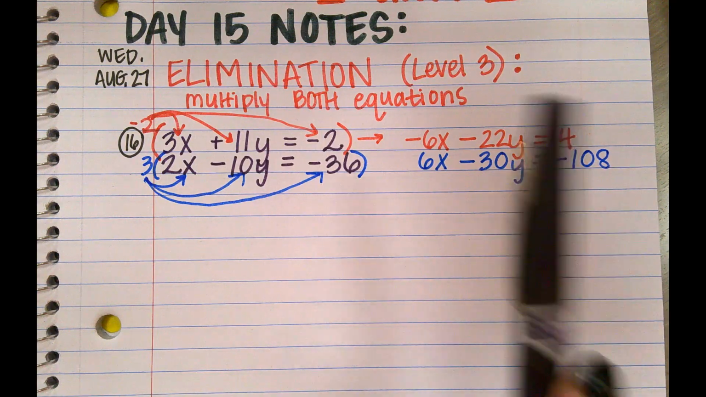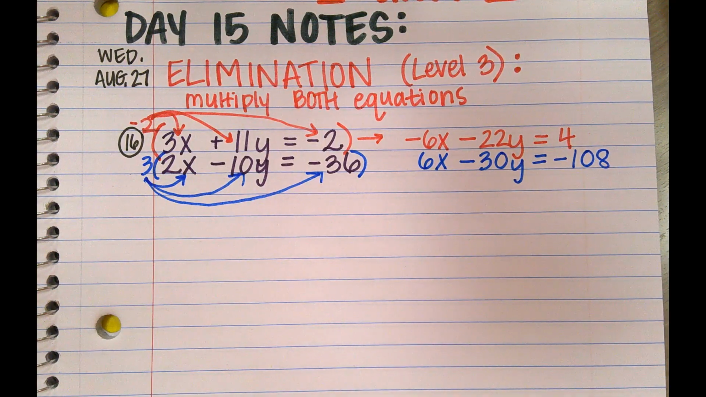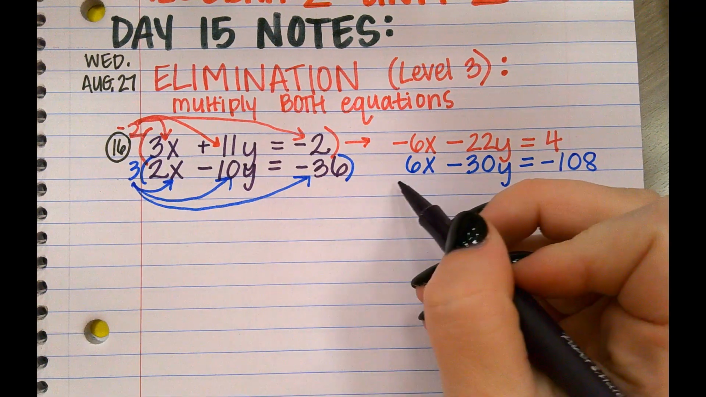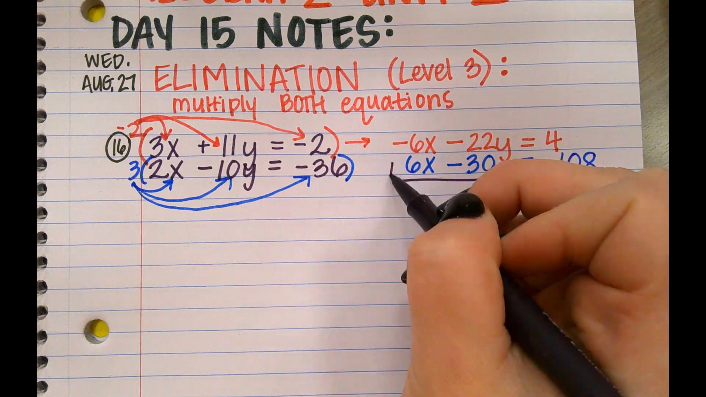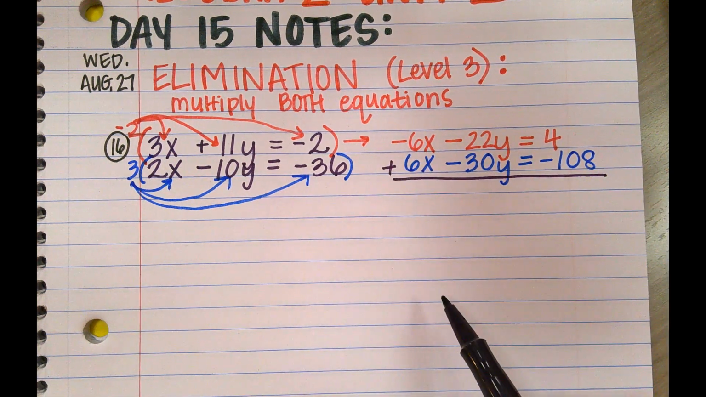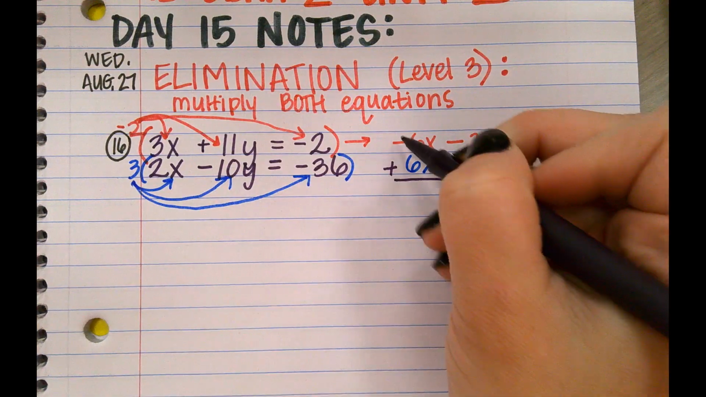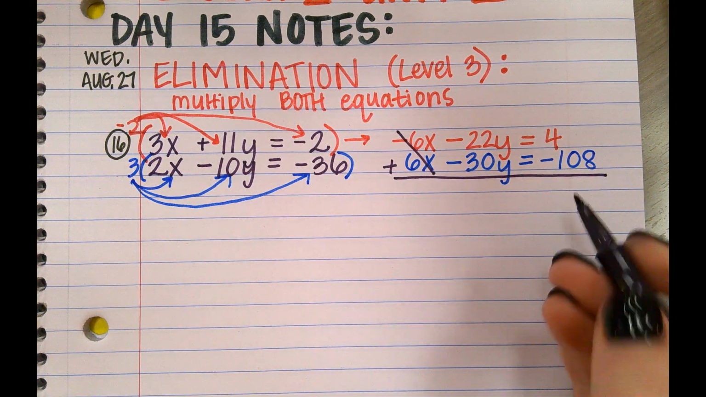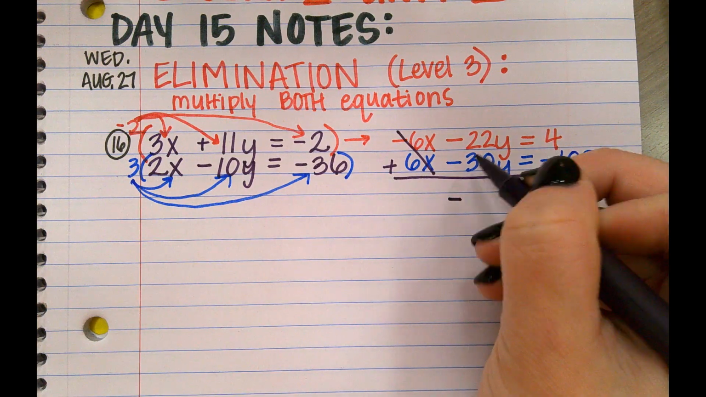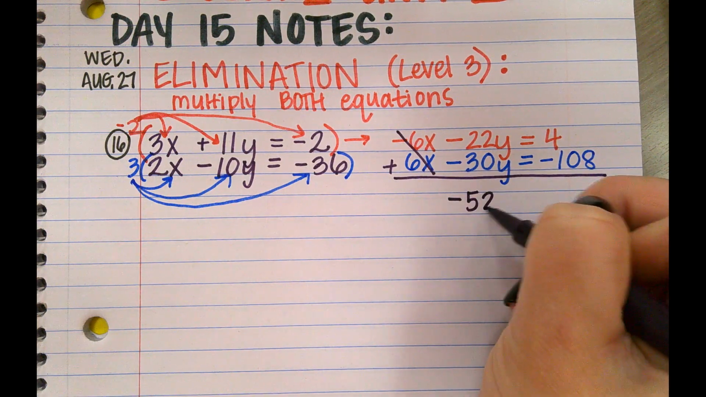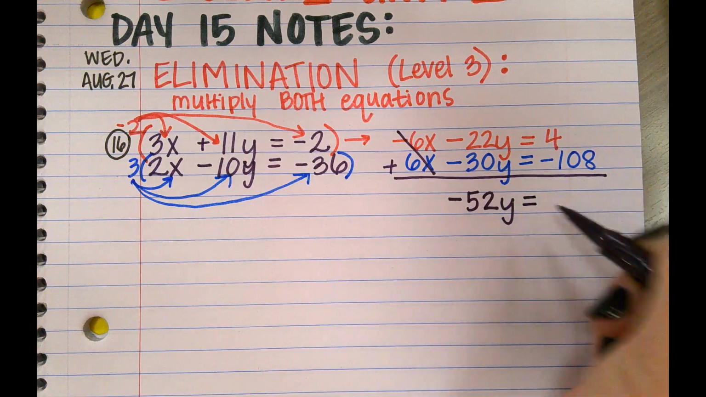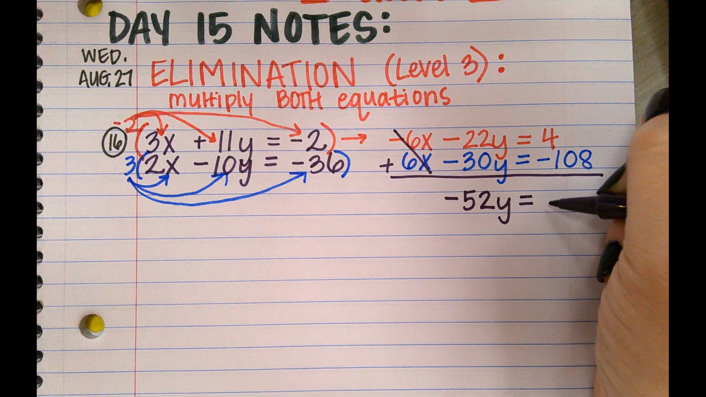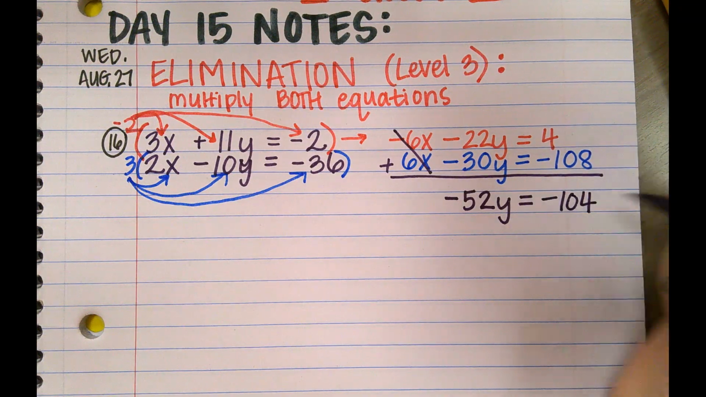All right, guys. I've got both of my equations rewritten and multiplied out. What do I do now? You add both equations. Let's just add them together. Same steps. My x's, what happens? They completely cancel. Good. Now, negative 22y plus negative 30y. Negative 52y. Good. Equals 4 plus negative 108. Negative 104. Yes, negative 104.